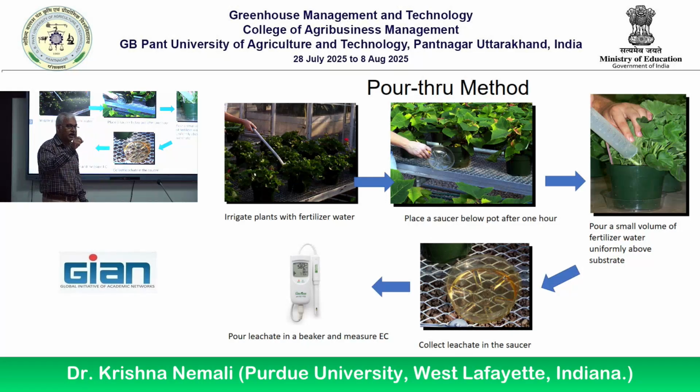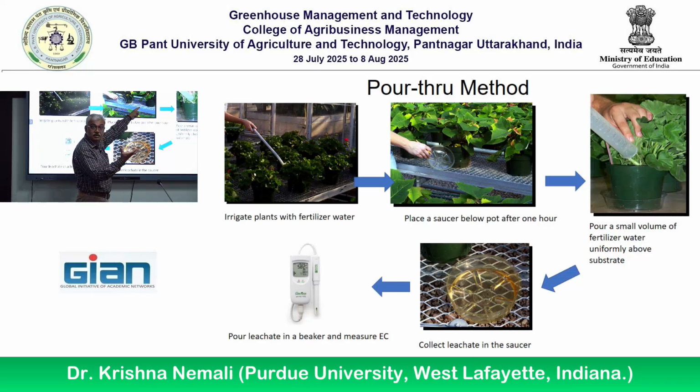Let them sit for 1 hour. Don't do anything for 1 hour. During that 1 hour, all the fertilizer that you have applied will equilibrate inside the substrate. Roots will take whatever they want, and whatever is left over is there. That is kind of like what we call steady state. Then come back, put a small plastic saucer below the pot.